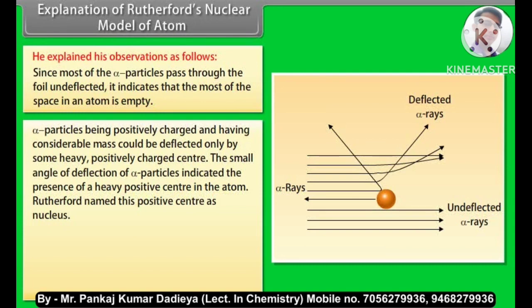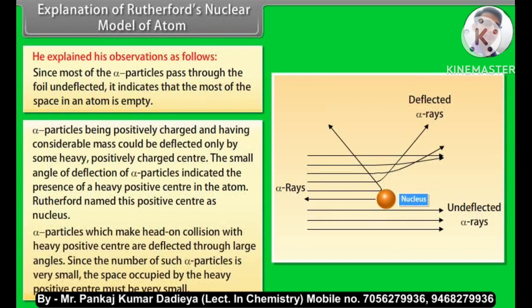Rutherford named this positive center as nucleus. Number 3. Alpha particles which make head-on collision with the heavy positive center are deflected through large angles. Since the number of such alpha particles is very small, the space occupied by the heavy positive center must be very small.